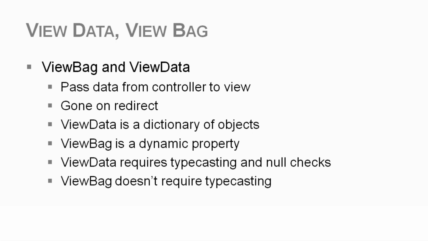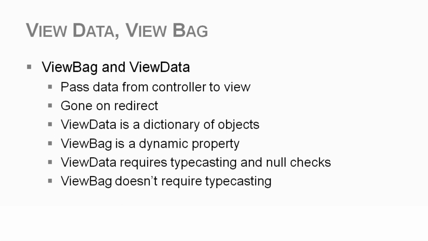Now, this is just to clear up a little bit of confusion that some people have about view bag, view data, and temp data. We'll talk about view bag and view data first. These two are used to pass data from the controller to the view. They're gone on the redirect, so it's basically a one-shot. The view data is a dictionary of objects, while view bag is a dynamic property. That means that view data requires typecasting and null checks, whereas the view bag doesn't require typecasting. Null checks are still good.